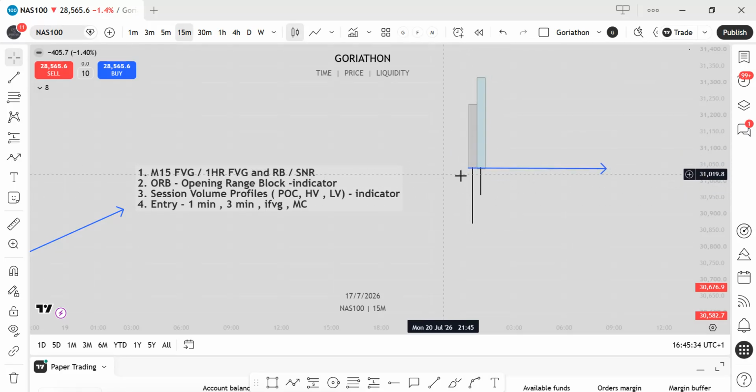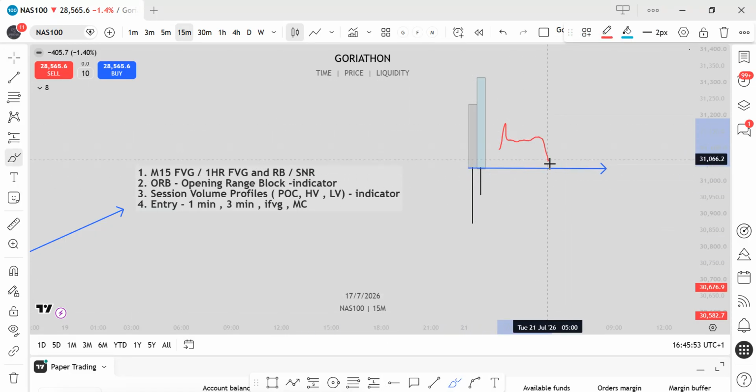Anyways, so 1 hour FVGs you mark, 15-minute FVGs mark. So 1 hour support and resistance levels. It's the same thing as a rejection block, and this is a level you would mark with a horizontal ray tool, right? So what we're expecting is price to come back and push up.